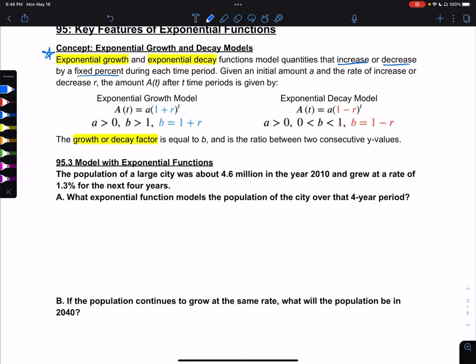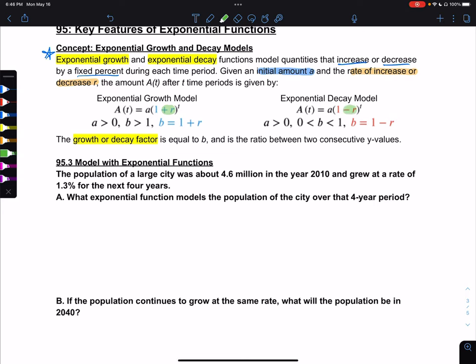Given an initial amount, which is A, let's highlight that, that's important. A is your initial amount, and the rate of increase or decrease, r, the amount A of t after t time periods is given by the following. And then we have both our exponential growth model and our exponential decay model. Notice that they are nearly identical. The only difference is going to be whether we are adding the rate or subtracting the rate.